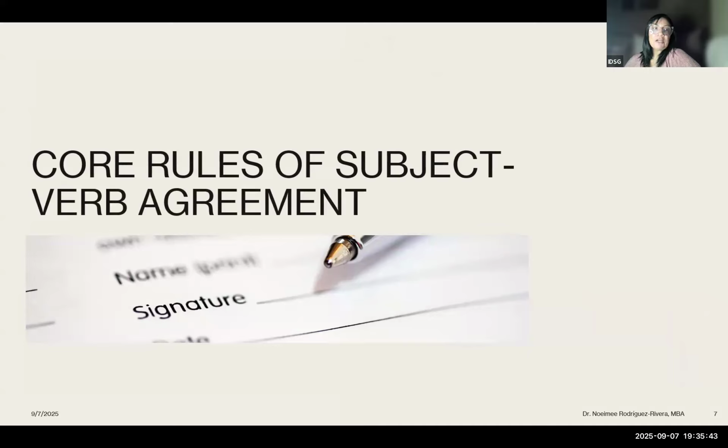When we talk about core rules of subject-verb agreement, this section covers essential rules for matching subjects and verbs correctly, including singular and plural forms, and special cases like collective and compound subjects.